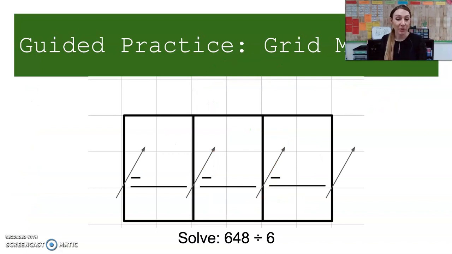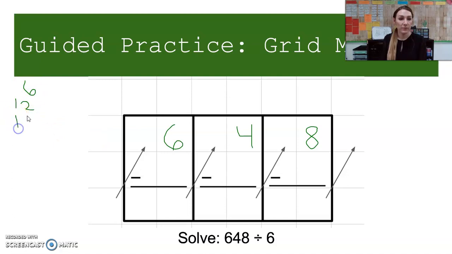All right. Our next problem asks us to divide 648 divided by 6. So I'm going to need 3 boxes, 1 digit in each box, broken up by place value. So 6 in my hundreds, 4 in my tens, 8 in my ones. Then I'm going to list my multiples of 6. Again, I'm just adding that 6 over and over if you don't have your multiples memorized.